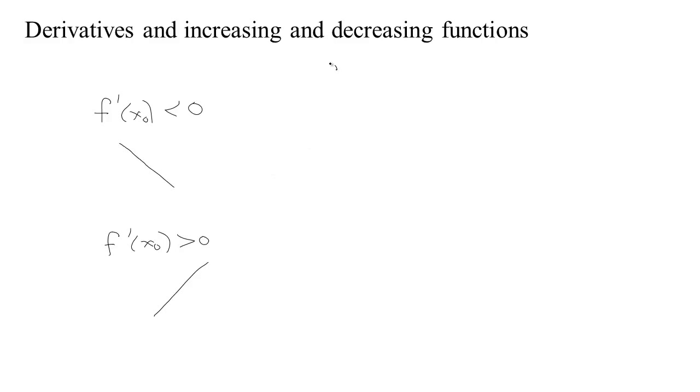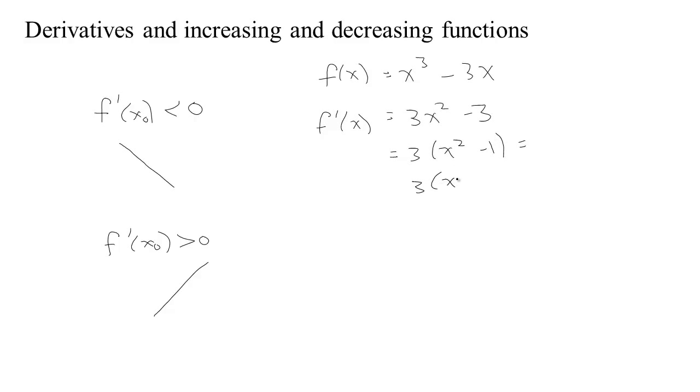So for example, if we had this function, f of x equals x cubed minus 3x, the derivative of this function is 3x squared minus 3. Now, we can see that that is 3 times x squared minus 1 if we do a little factoring, which is 3 times x minus 1 times x plus 1. And now we have the slope and a lot of information about the graph.